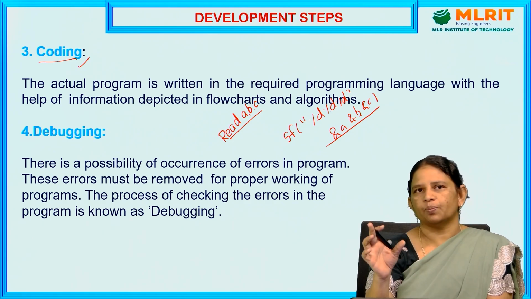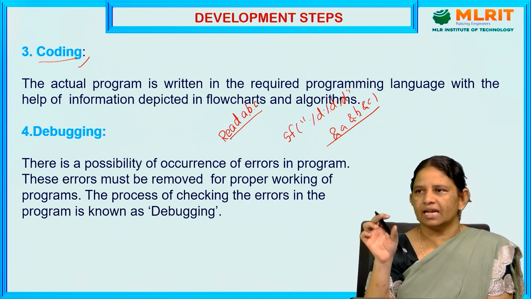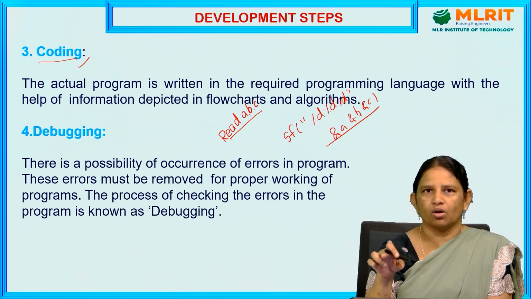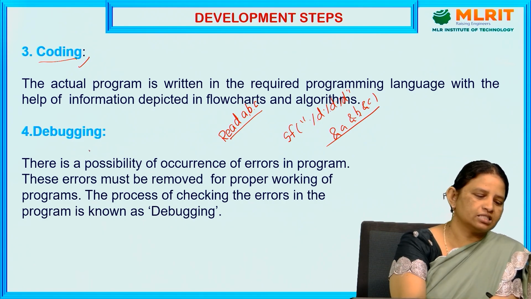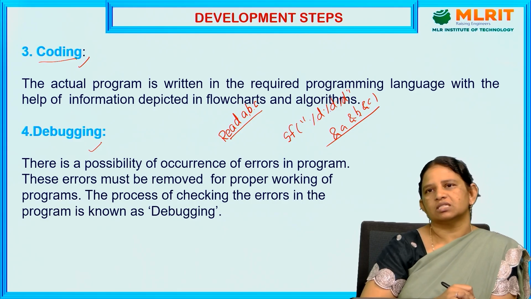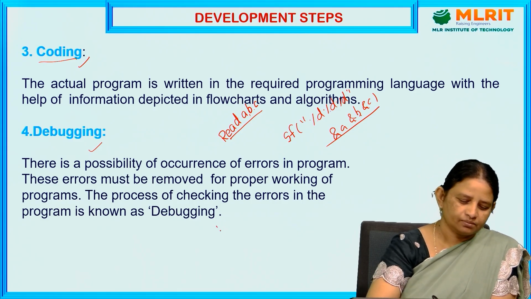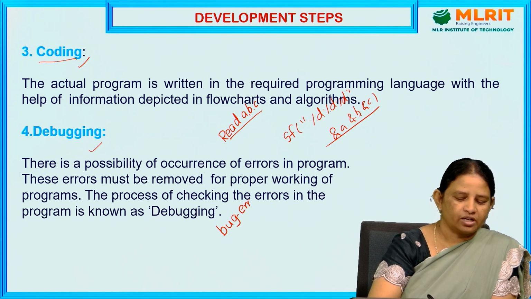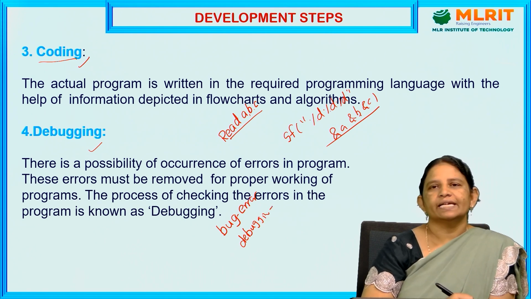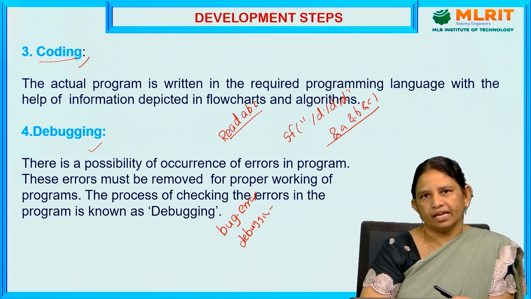After writing the program, we need to check whether there are any mistakes in the program or not, whether everything is correct or not. That is called step 4. So what is step 4? Debugging. Bug means error. Debugging is the process of removing the errors.